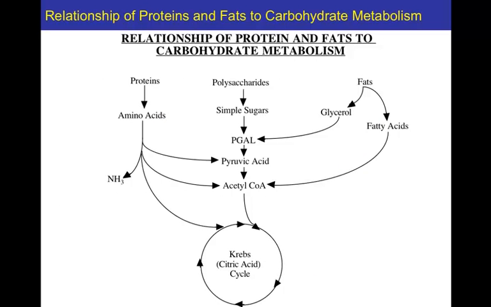This slide shows you how polysaccharides, fats, and proteins relate to the Krebs cycle and glycolysis, and where they feed into the process at various times. Now, if polysaccharides are available, they're broken down into simple sugars. They go into the top of the glycolytic pathway, and they're broken down as they go through, and will eventually enter the Krebs cycle as acetyl coenzyme A.